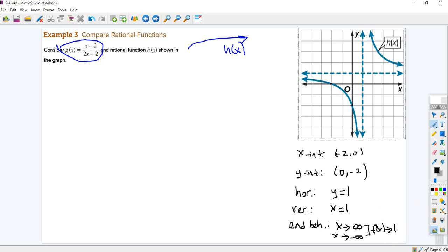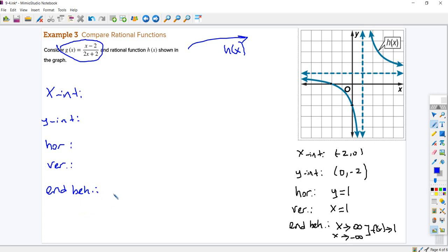These are the key features for the function h of x. Let's find the same for the g of x function. For this: x-intercept, y-intercept, horizontal asymptote, vertical asymptote, and end behavior again. Alright, so stop the video, try to do it by yourself and compare with mine.